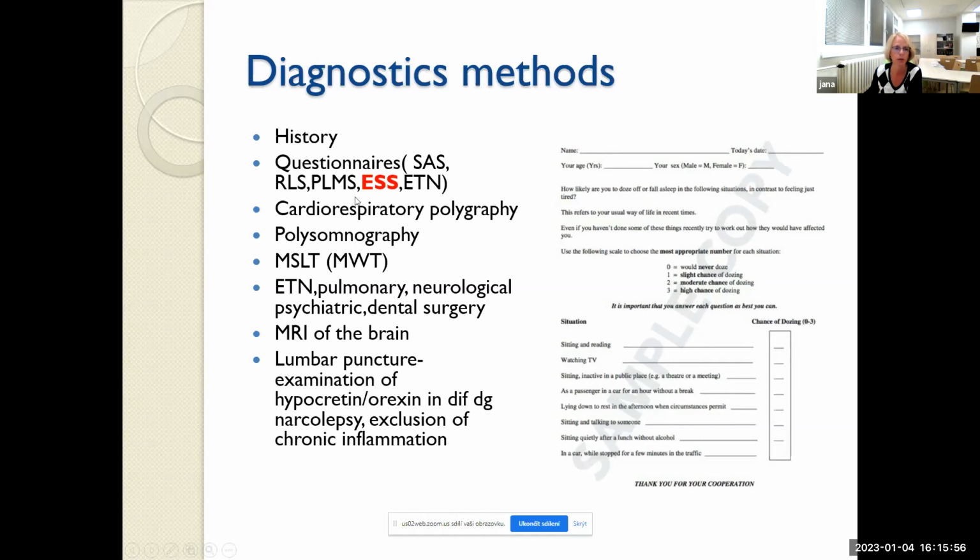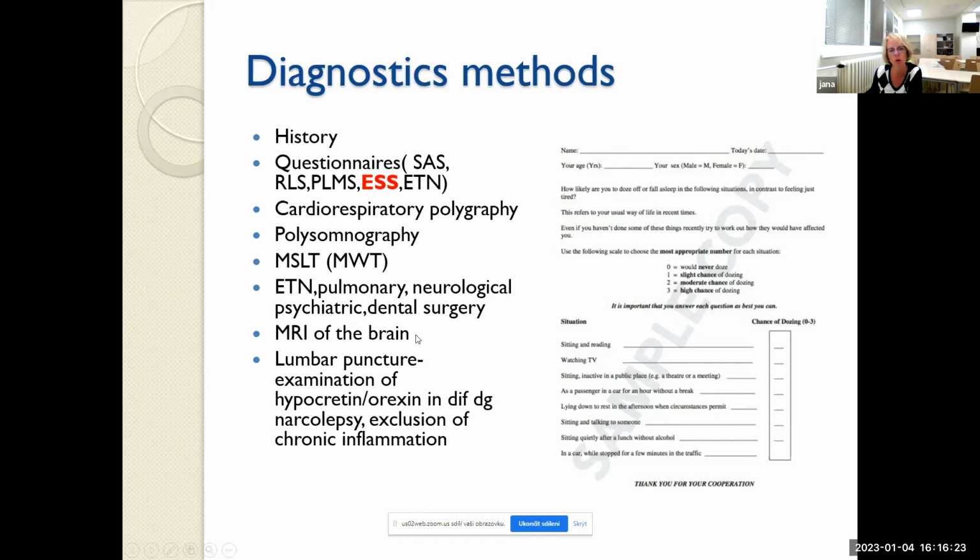What else can we do, like objective methods? We have cardiorespiratory polygraphy, we have polysomnography, we can use multiple sleep latency tests. We can ask our colleagues from ear, nose and throat, pulmonary, neurological, psychiatric, dental surgery specializations. So there are many specialties involved in sleep medicine and we cooperate together.